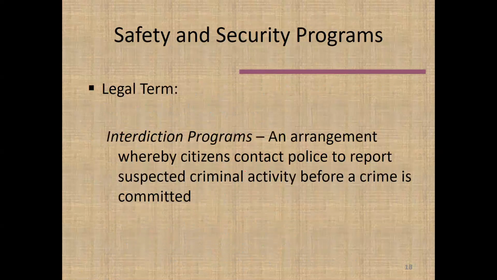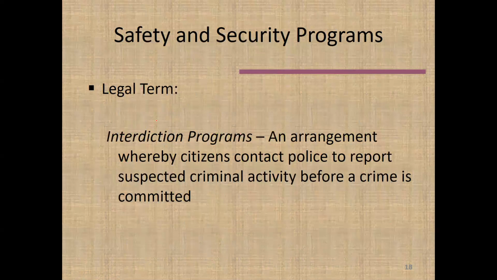What is interdiction? Well, it's an arrangement in which citizens contact the police to report stuff that is happening, but that hasn't quite risen to the level of an actual crime. We see somebody acting strangely in the parking lot. They don't seem to be going to their car. They seem to be kind of wandering around, but they haven't done anything yet that seems to be criminal. But it's hard to come up with an explanation for their behavior that isn't suspicious. Well, that would be an example of behavior you might want to contact the police about to let them know.